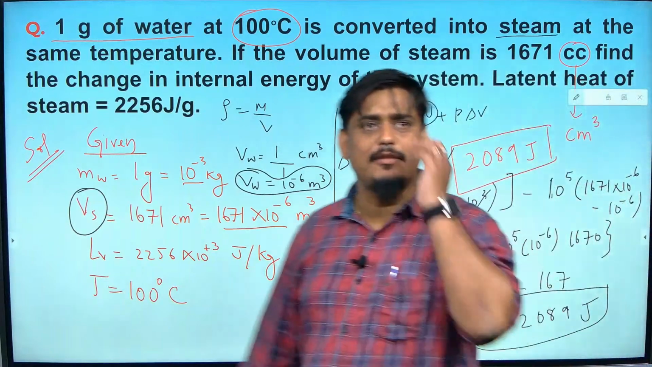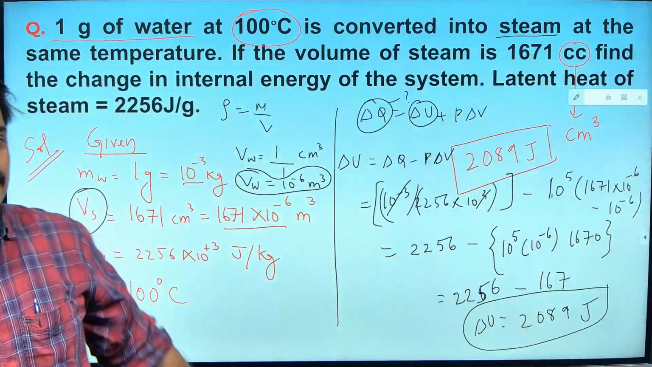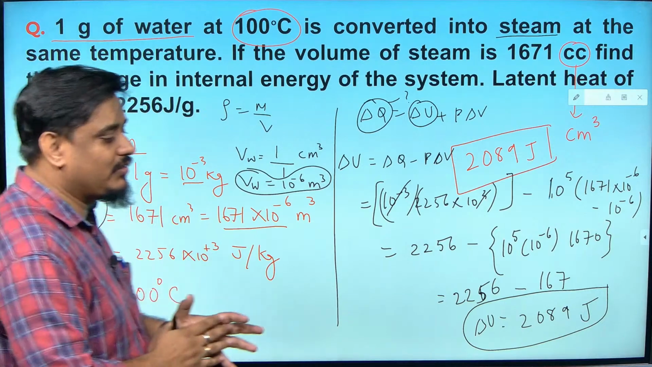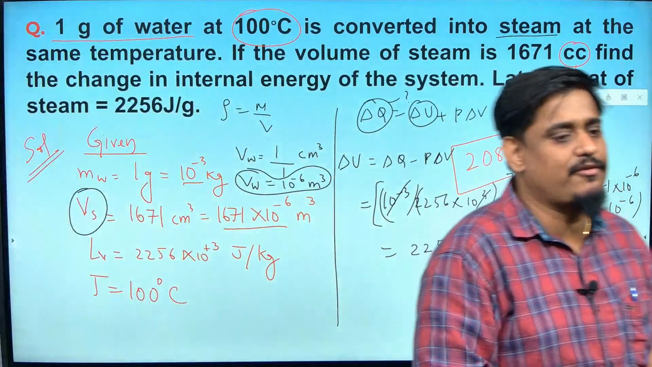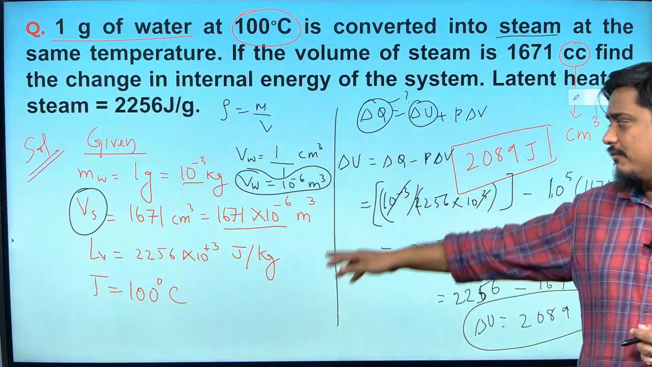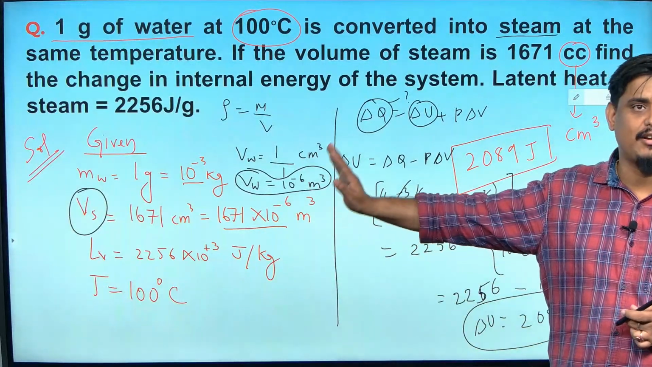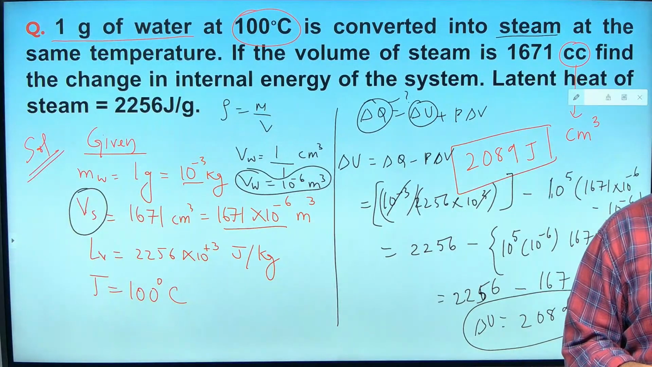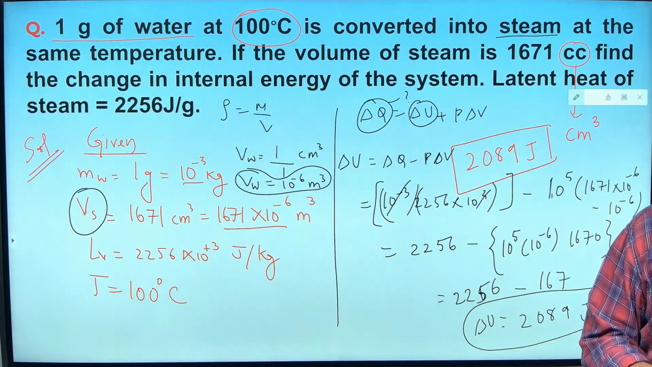Is it clear to everybody? Simple question, isn't it? That is how the questions will be asked. They will give some clue to find del V, but here del V was not given. They gave 1 gram of water is becoming 1671 centimeter cube of steam. So you have to use your basic knowledge and understand what is the value of change in volume. If you are taking this volume value as delta V, you will get wrong answer. I hope it is clear. Can I proceed further?